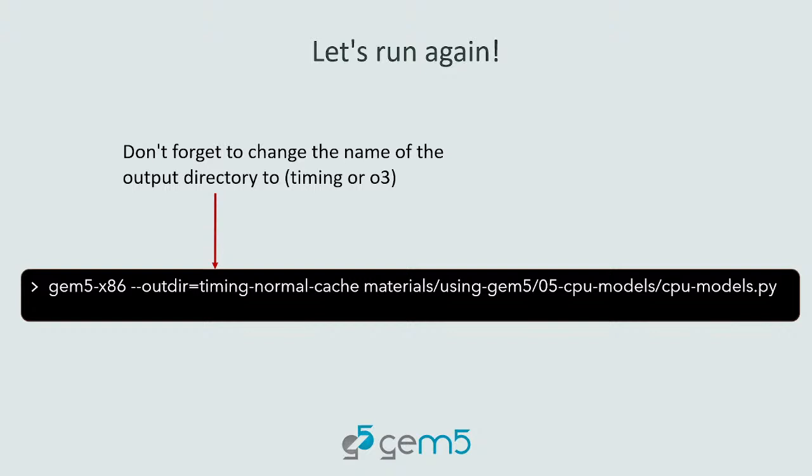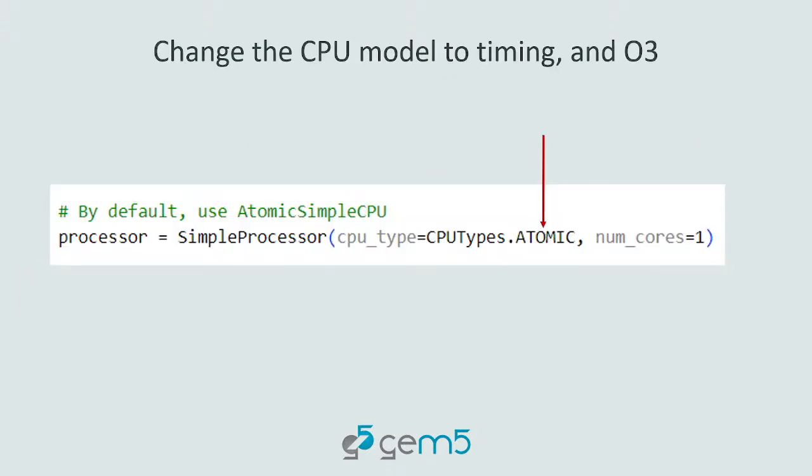Are you able to run with timing? Anyone who hasn't yet run this with atomic or timing? So for those who have already run it with timing, also run it with O3 CPU. So you're going to change the atomic to O3, or if you already have changed atomic to timing, then change it to O3. Again, have the results in a separate folder. And these are all with the normal cache size.